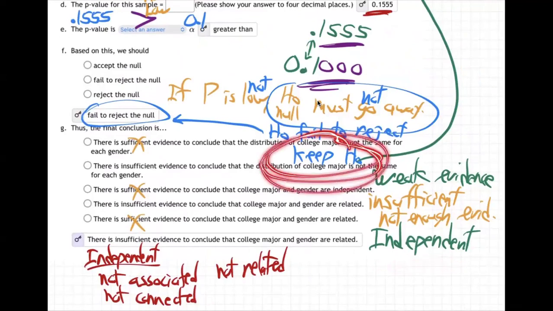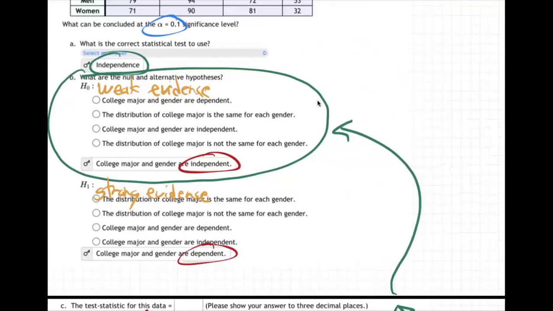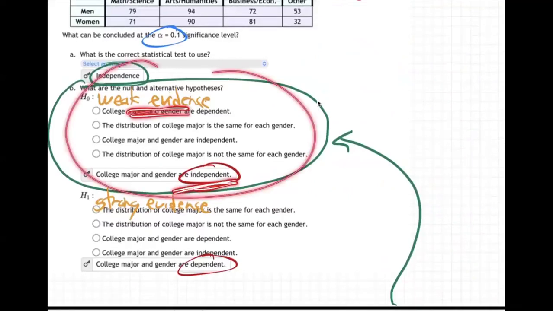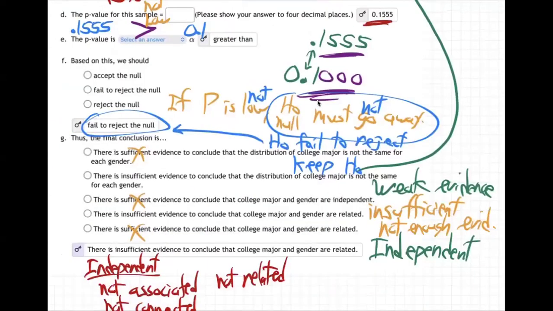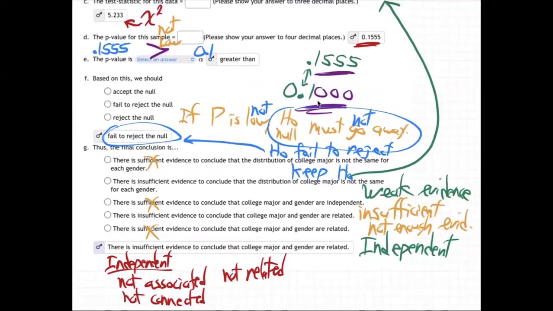This is a little tricky. Let me help you. Keep H0, come up here. H0 said weak evidence, independent. Independent, separate, not connected, not associated. So come on down and say, okay. So then is it not the same or is it related? Related? No, it's supposed to be not related. Yeah, no, that's actually the right answer. The right answer is actually this one right here.